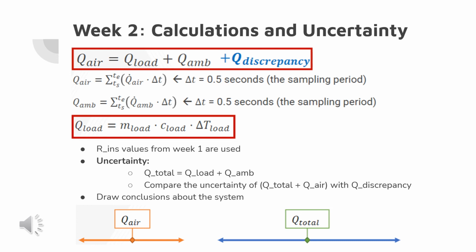If the discrepancy is much larger than the uncertainty, we would conclude that there is a large difference between the model and the real experiment, such as the large difference between the R insulation values we saw previously.